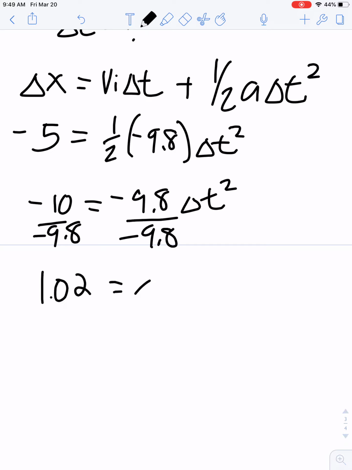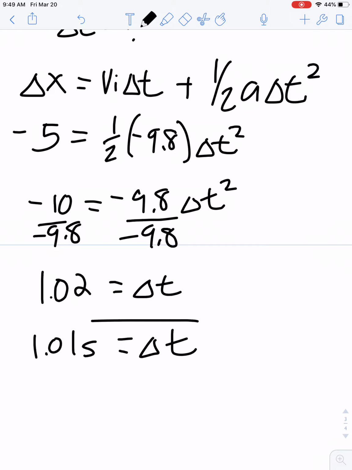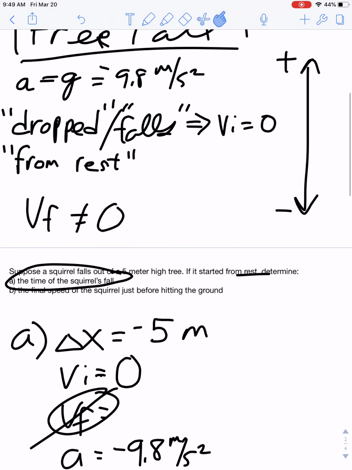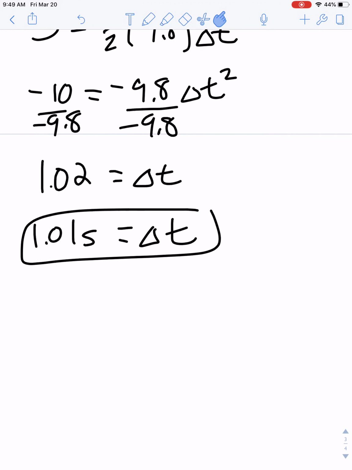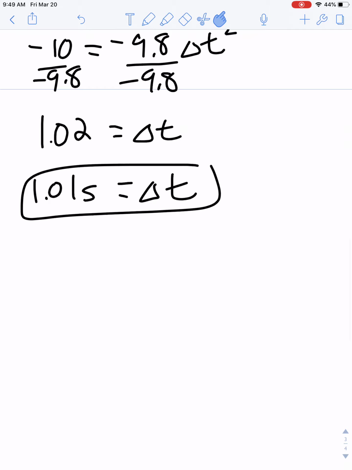1.02 equals delta t squared. And so I'm going to take the square root, and I'm going to get 1.01 seconds. So if this squirrel falls from 5 meters high, it's going to hit the ground and say ouch about 1.01 seconds later. I think it'd be pretty funny to see a squirrel say ouch. Maybe to hear it even.